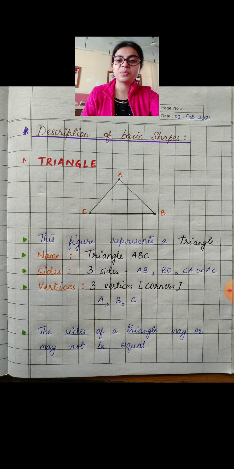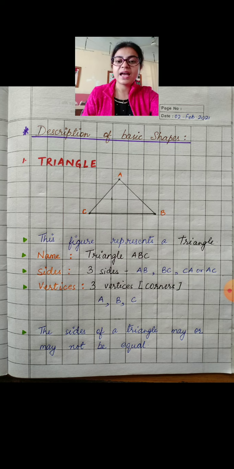This figure represents a triangle. Children, the word tri, T-R-I, means 3. Okay. So the name is triangle ABC. The 3 dots that I made are being named as A, B, C. So a triangle is always named by the vertices, that is the corners. Okay. So the name of the shape is triangle ABC.